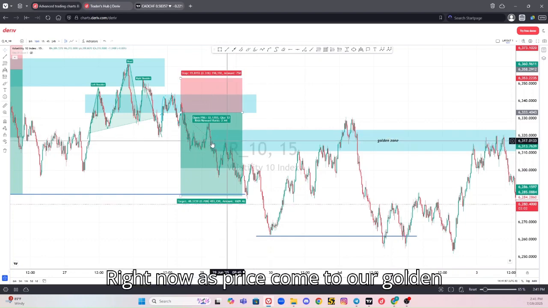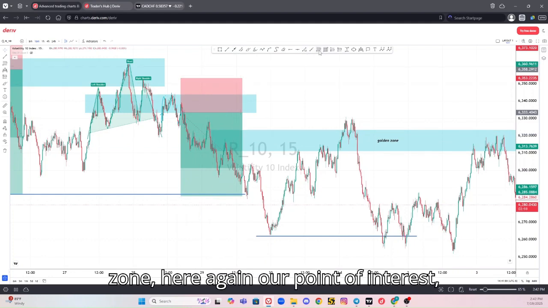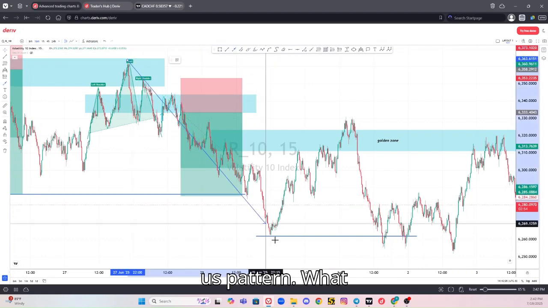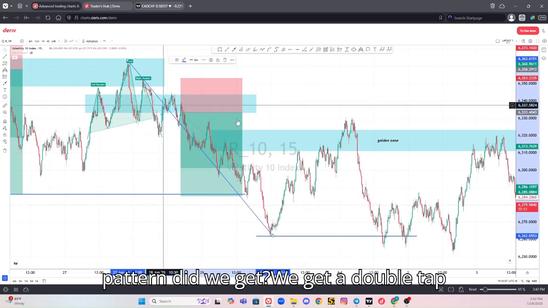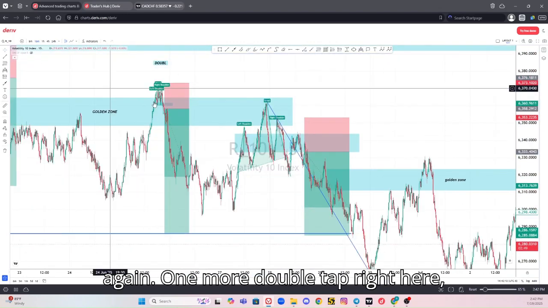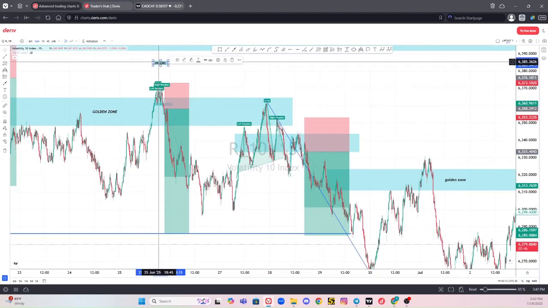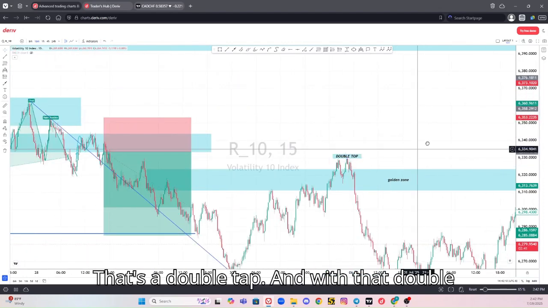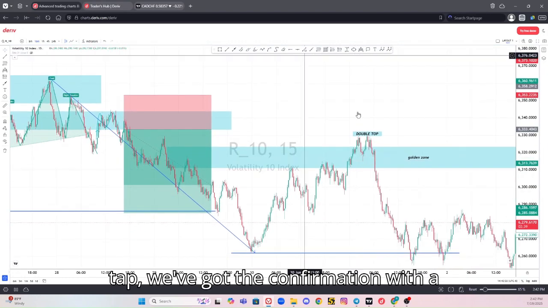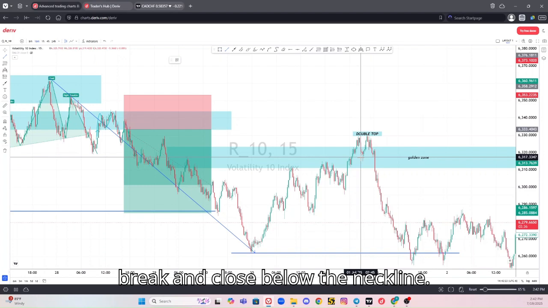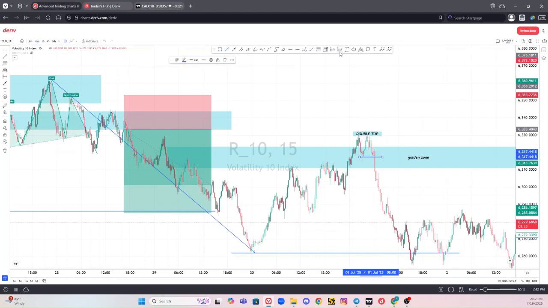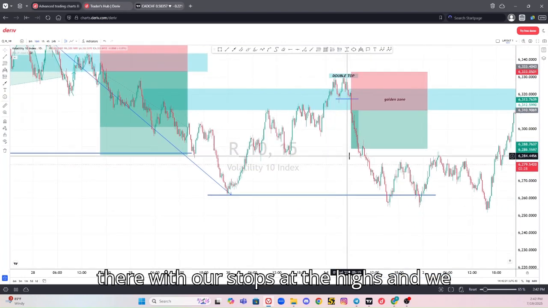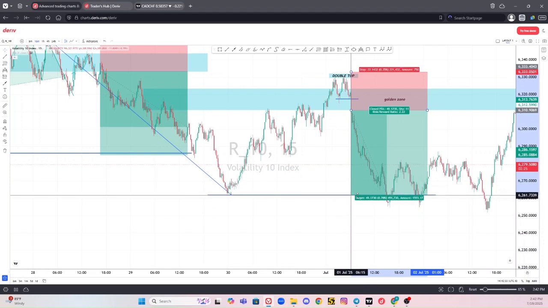Right? Now, as price comes to our golden zone here again, our point of interest, we can see that price gave us a pattern. What pattern did we get? We get a double top again. One more double top right here. Clean and clear. That's a double top. And with that double top, we've got the confirmation with the break and close below the neckline. And there is where we take our trade, with our stops at the highs, and we target the last low right there.